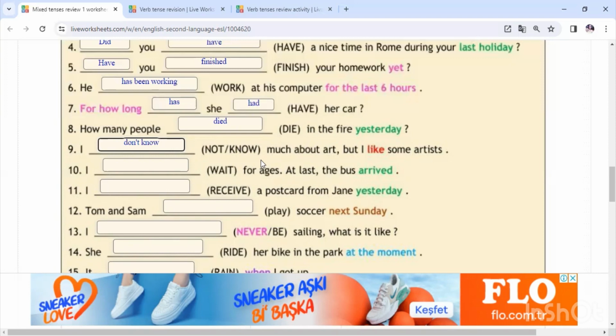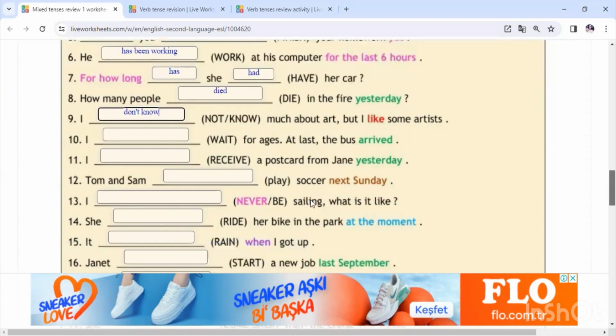Ali. I blah blah wait for ages. At last the bus arrived. Hocam ben iki şey arasında kaldım. I have been waiting for ages ya da I had been, yani bekliyordum ama sonunda geldiği için sanırım I had been waiting olacak. Very nice. Absolutely well done. Because the bus arrived, so it is not going on. Geldi yani, I'm not waiting now. It arrived. So like past perfect continuous. I had been waiting, because it means I waited for a long time, but then the bus arrived. Okay?